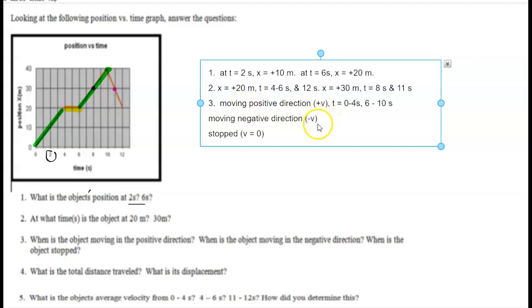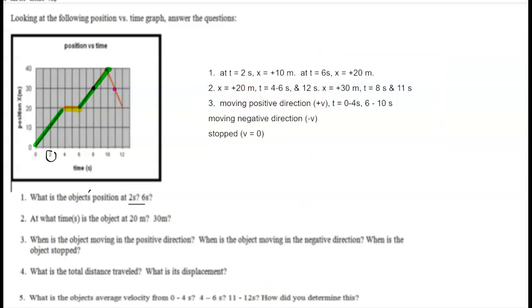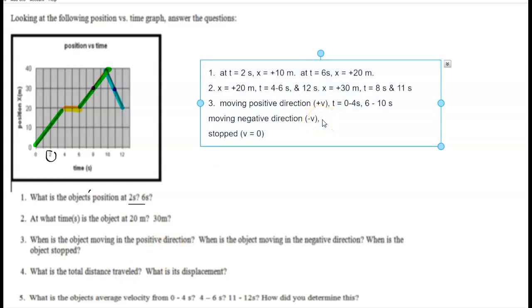Moving in the negative direction, that would be a negative slope. So negative slope, we're going to highlight that section of the graph, so that it's going to be going down to the right. So this blue section here, that is the negative portion of the velocity, negative slope. So that occurs when the time is equal to, it looks like 10 to 12 seconds. And that makes sense because it's moving from a position of 40 down to 20. So the positive ones, it went from 0 to 20 and then 20 to 40.